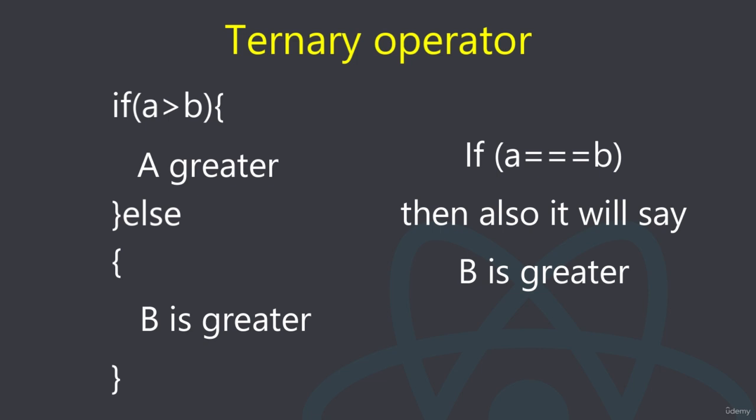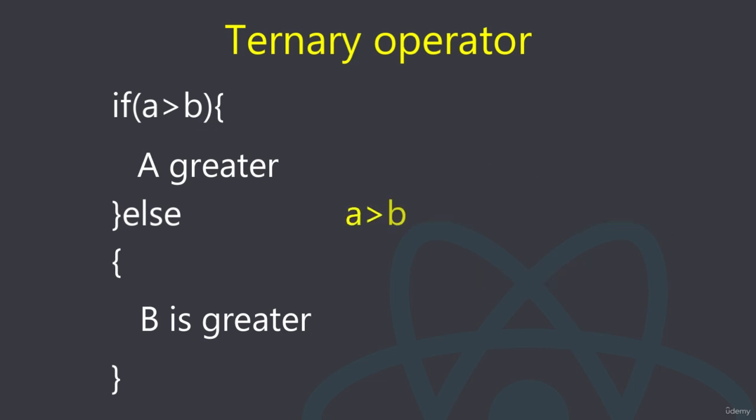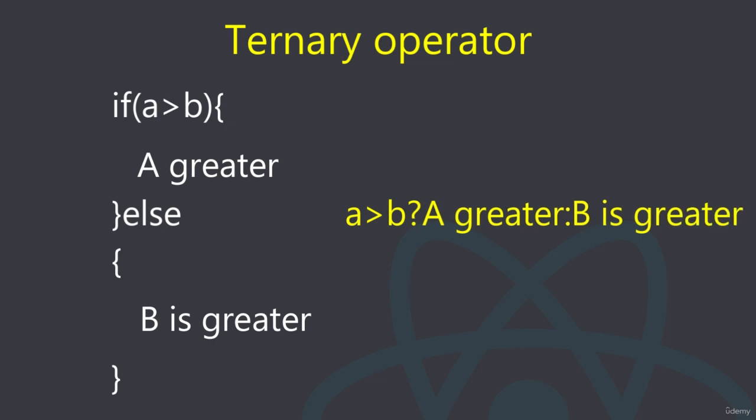If you want to try the very same thing with the ternary operator, which is an easier way, then you can say if a is greater than b, then there is a question mark. So this is the condition part. This is the true section. That is, when the condition is true, what you want. So you want a is greater. That's the message you want to display. Otherwise, b is greater. So this is how the ternary operator, that is inline if-else, works.